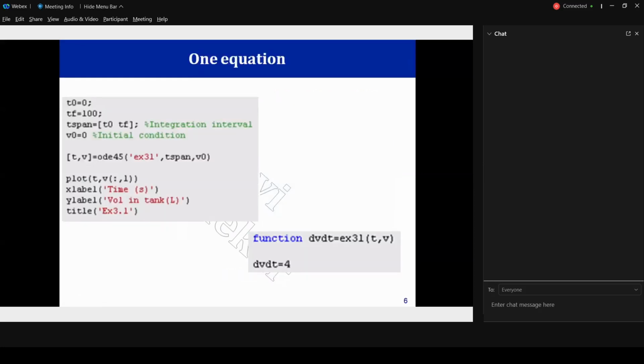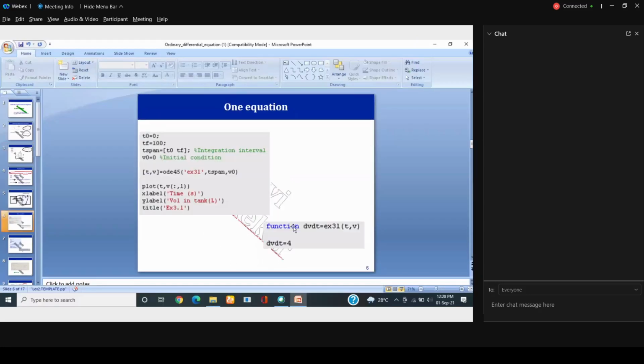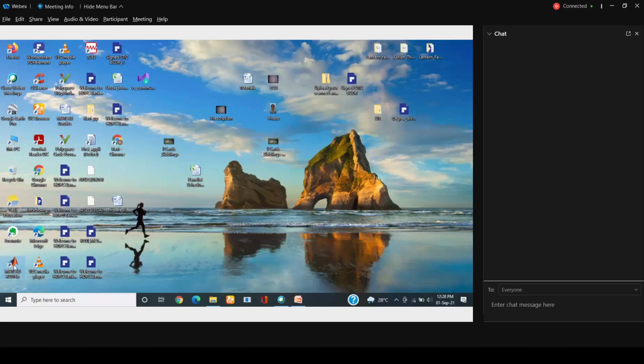Now I'm going to solve a very simple example, dv by dt is equal to 4. Please look at how I am going to solve it. In between, I'm going to wait here for 2 minutes so MATLAB can start, and if you have any doubt, please do ask me.